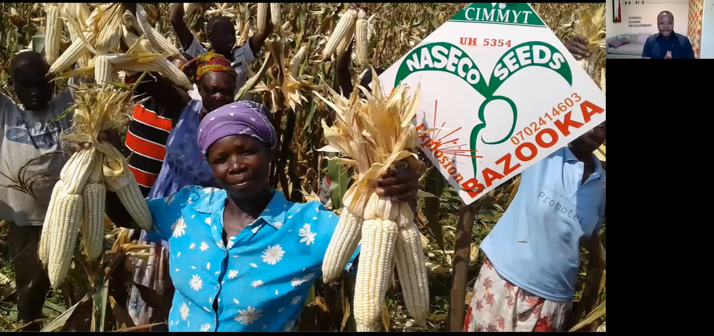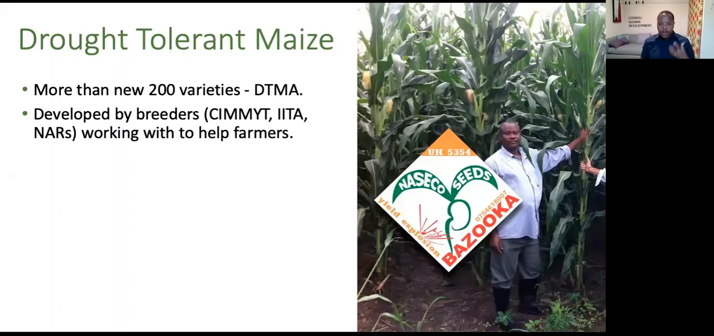So you see there a farmer who has just grown this new variety. It actually comes from CIMMYT, which is a public research institution. I'll tell you a little bit more about it just to excite you about the power of what improved seed can do. So you see here, drought-tolerant maize is a new technology that is being promoted in Africa. There are more than 200 new varieties of what they call drought-tolerant maize.